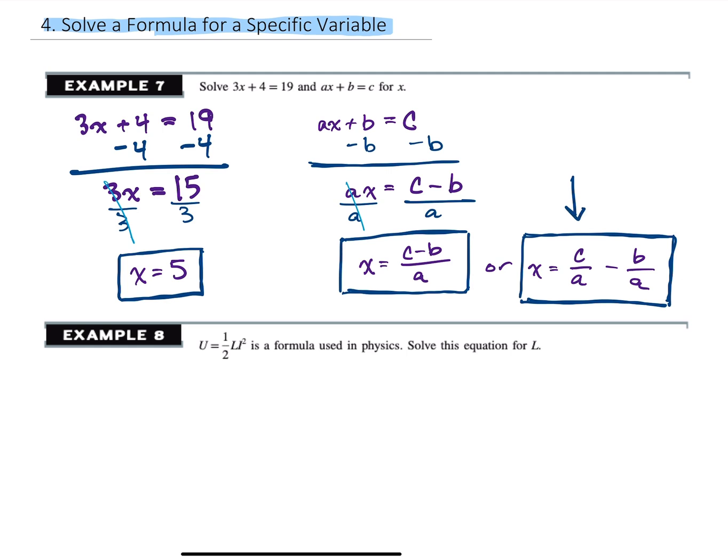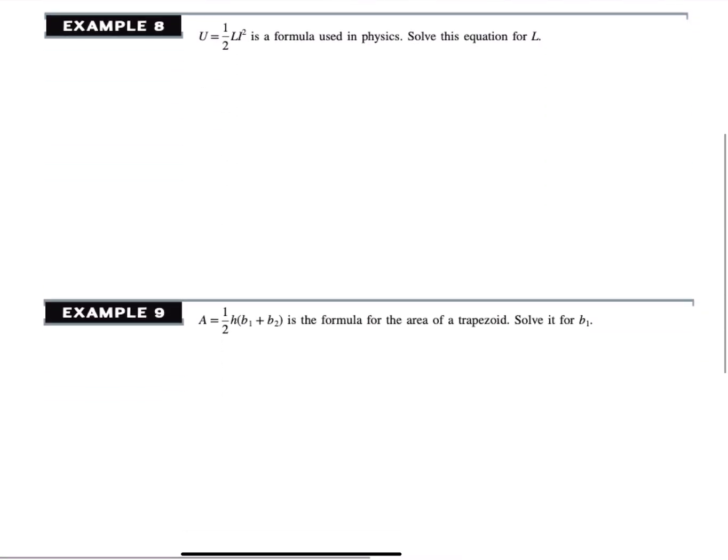But yeah, with the second one, we can imagine we're subtracting two fractions. They already have a common denominator, so we can write it as the subtraction in the numerator over the common denominator. Let's see another example. So example 8.